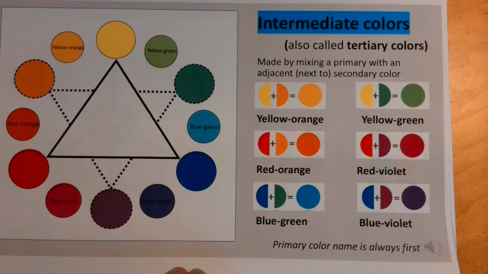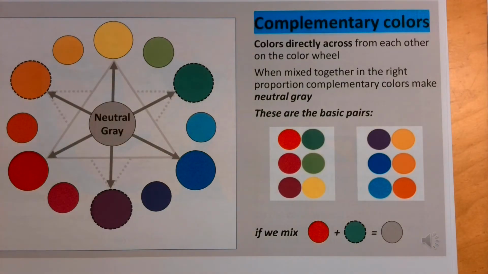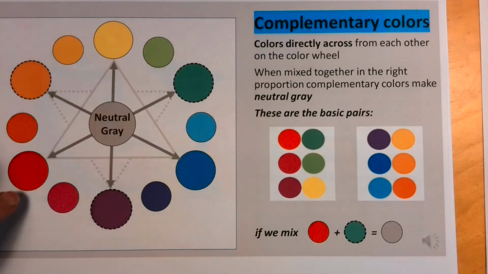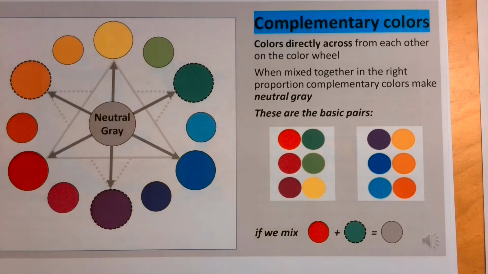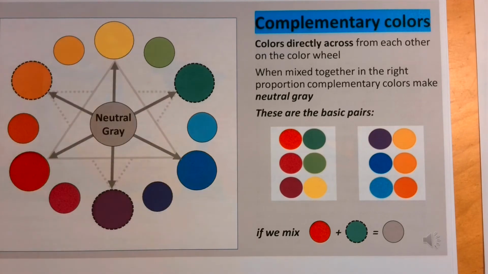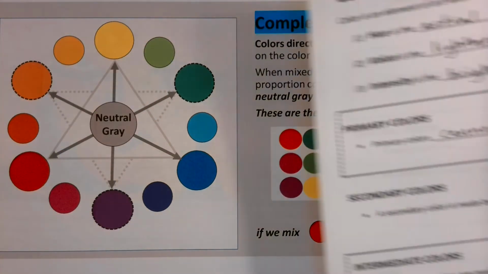Complementary colors are located directly across from each other on the color wheel. When mixed together in the right proportion, complementary colors make neutral gray. So we're talking if we cut straight across, so we're going to forget the triangles, anything that takes this circle and cuts it in half. So red and green, orange and blue, yellow and violet are the basic pairs. The intermediate colors can be paired directly across, but we're going to worry just about the major pairs.